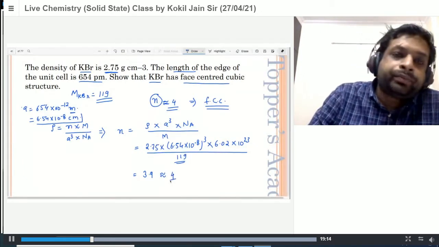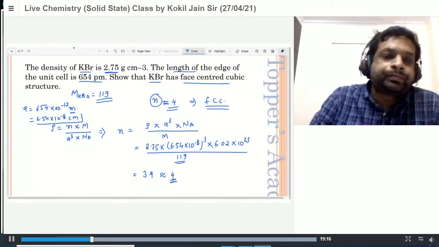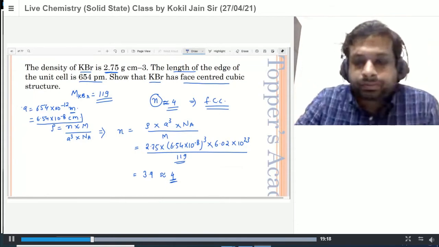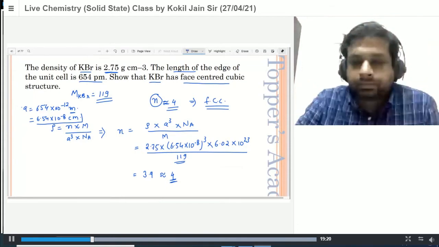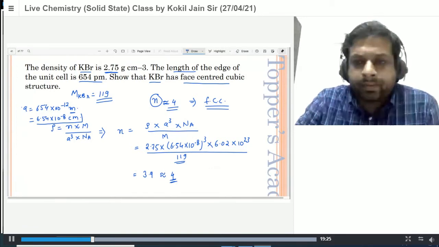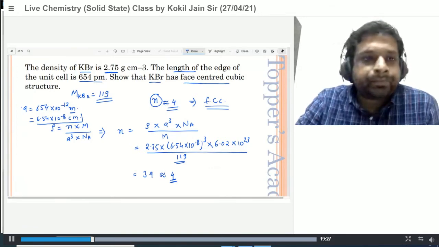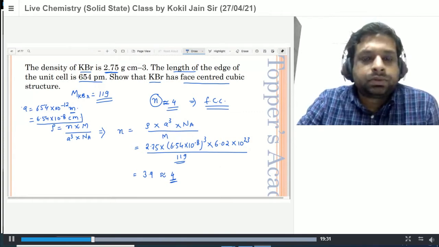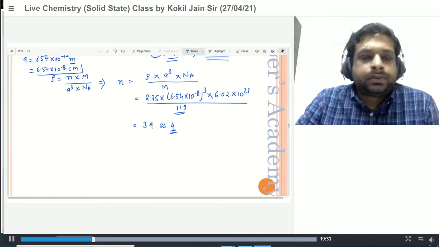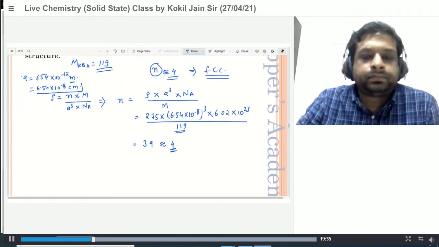Just now we saw the formula for the density, which was N multiplied by M divided by Na, divided by V. Now, V for any crystal is A cube, where A is the side of the unit cell. Okay.